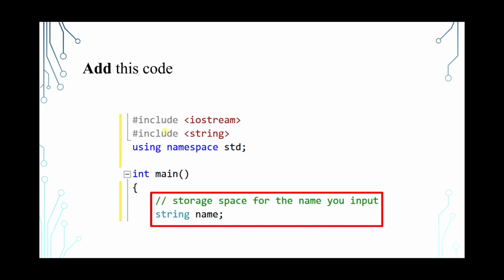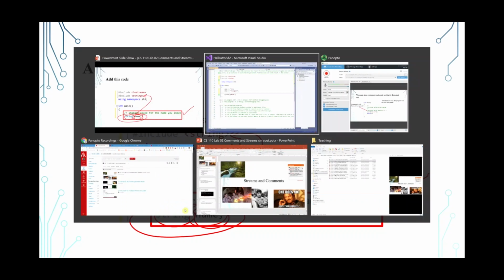So you add the comment, a storage space for the name you input, and create a variable. To create a variable, you need a data type, which is going to be a string where we store text, and a name. A string is a data type that allows us to store text in memory, and name is the variable name we are going to choose. You can choose X, Y, whatever you want. So let me just add those.